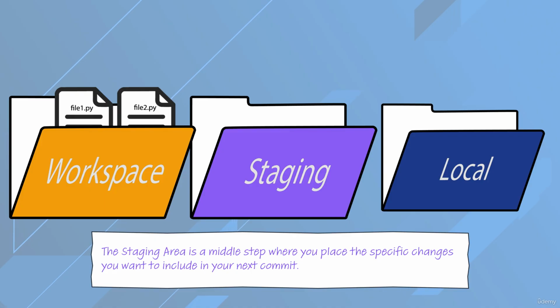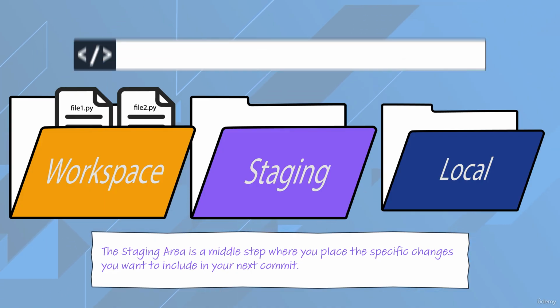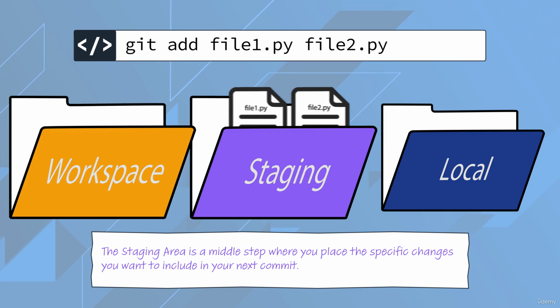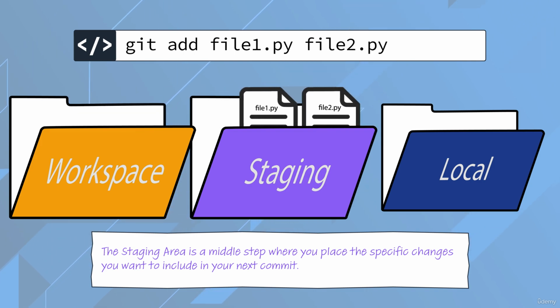Not every change you make has to go into a commit straight away. The staging area lets you pick and choose. When you run git add, you're moving changes from your workspace into the staging area.